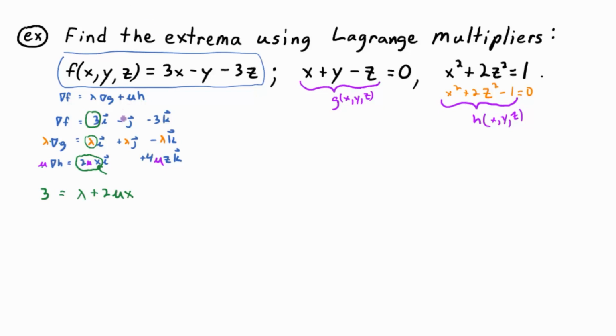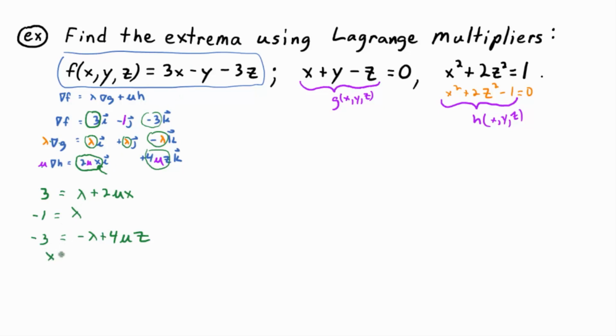And then what are we going to have? Negative 1 equals just lambda, because there is no j term for mu del h. Okay, and then what? Negative 3 equals the negative lambda right there, and then 4 mu z. Okay, everybody with me?